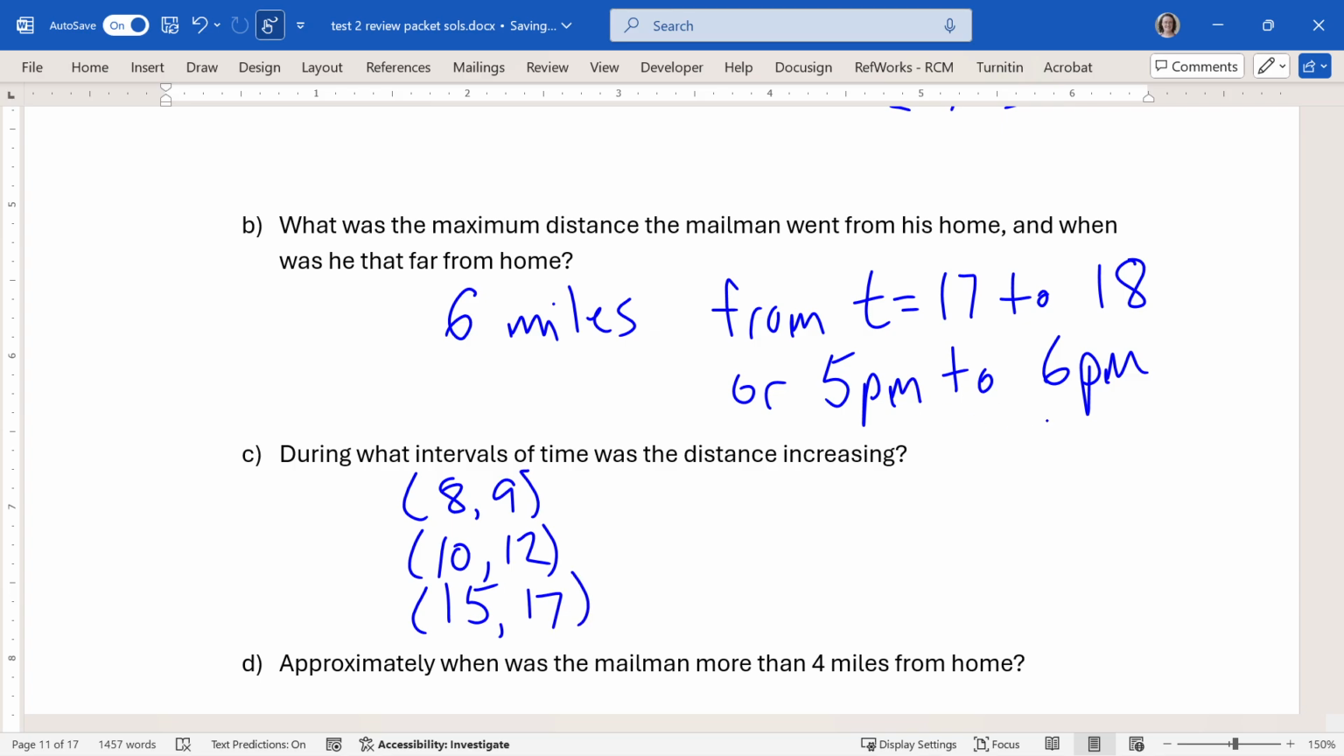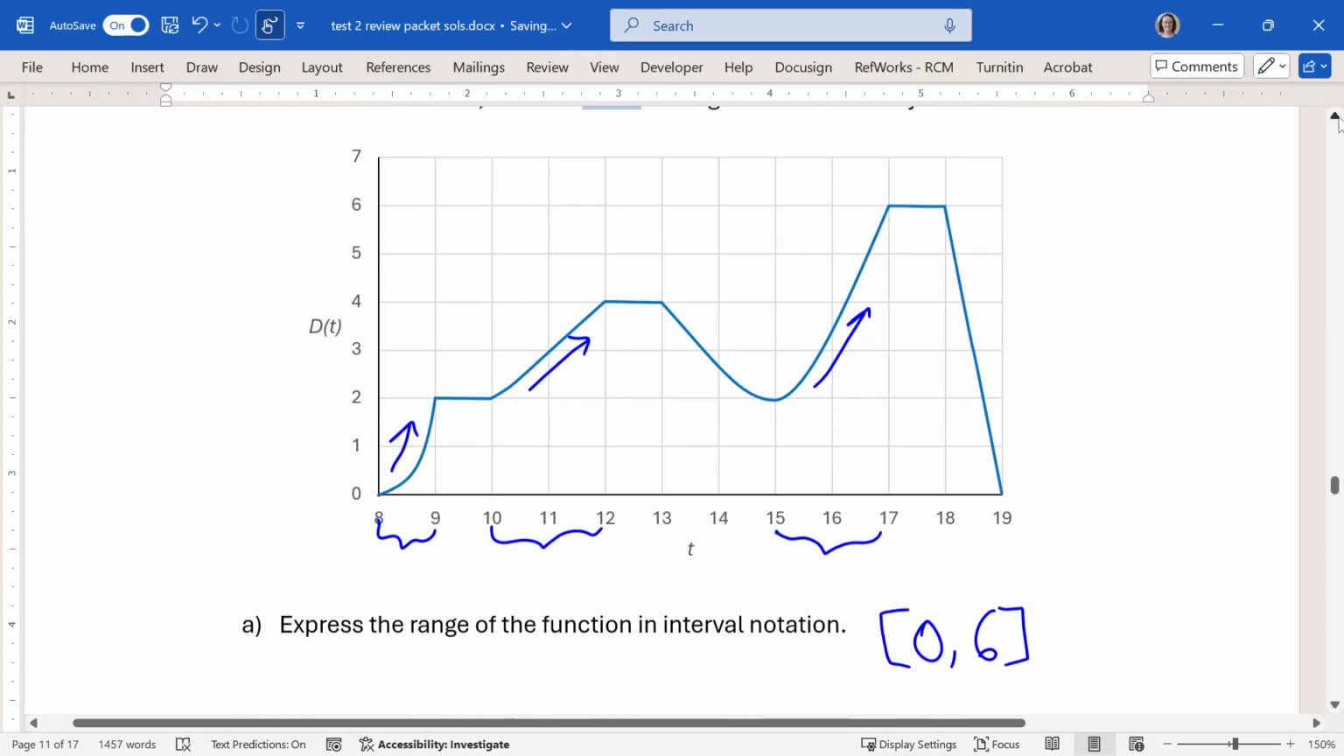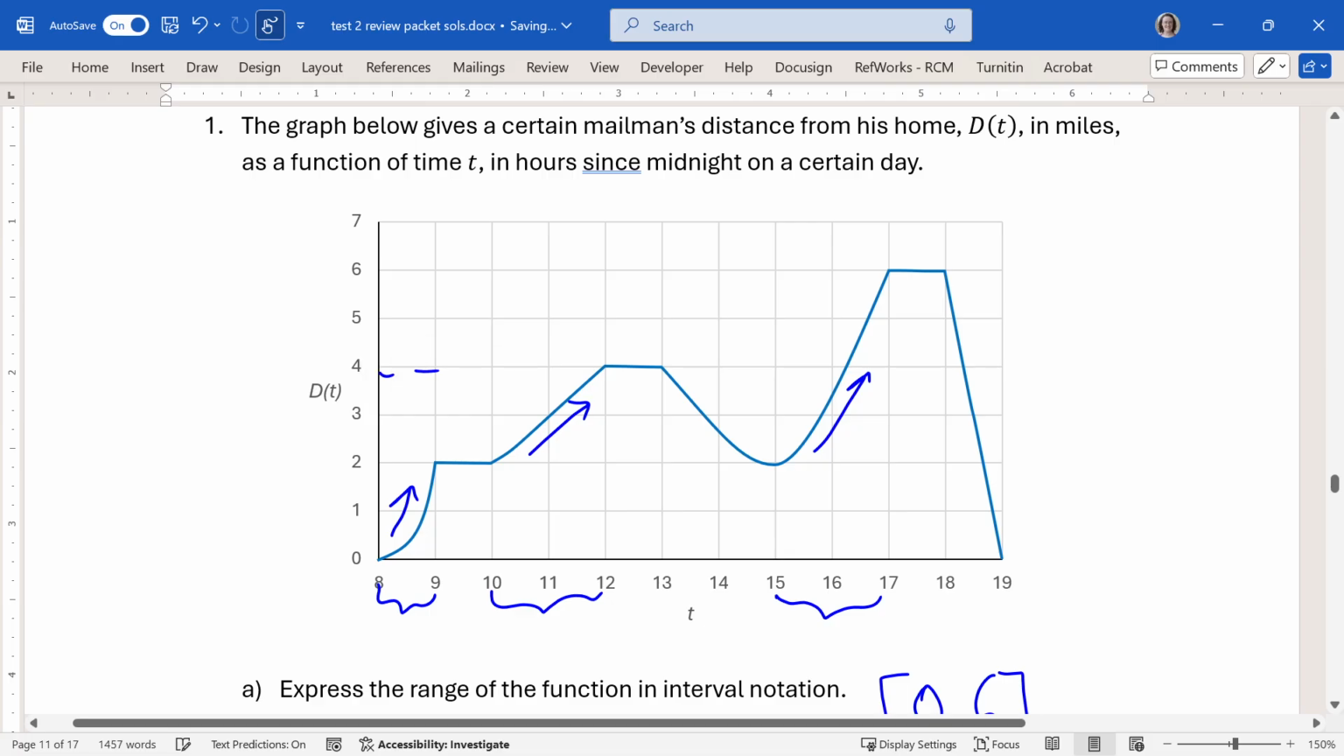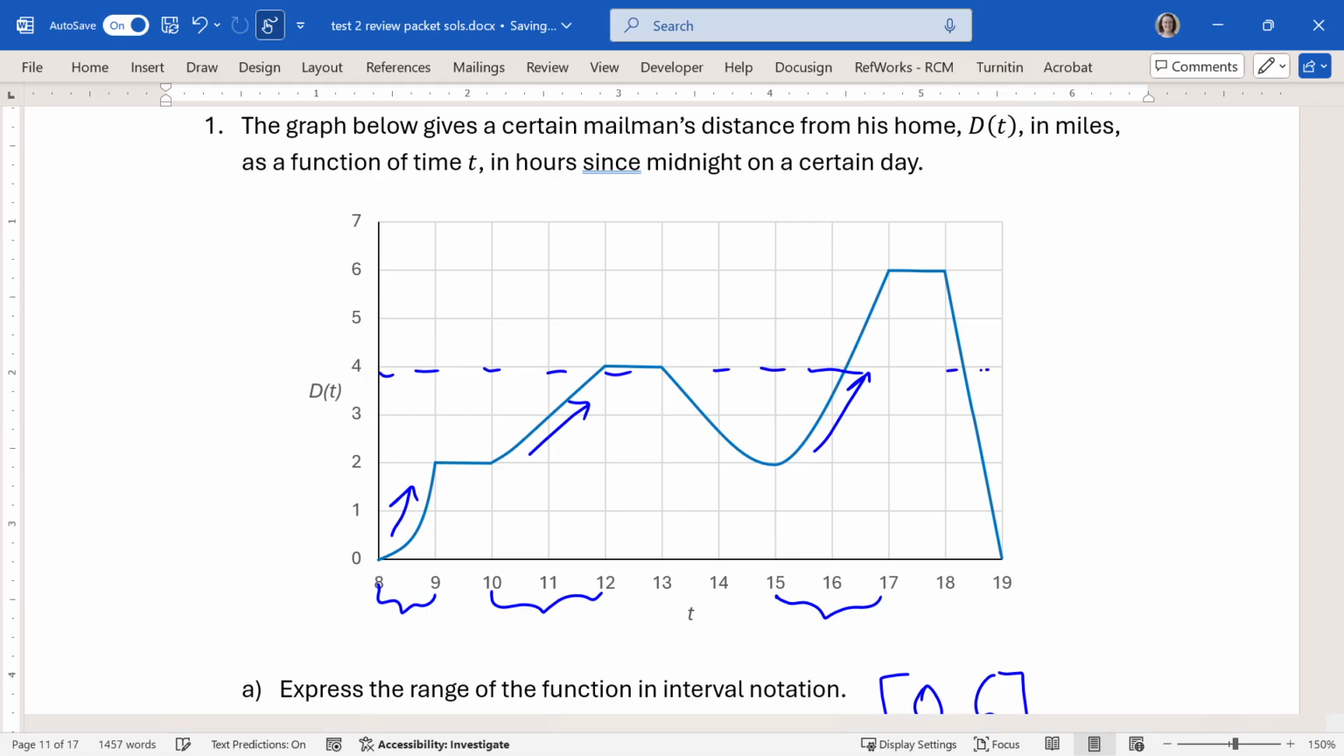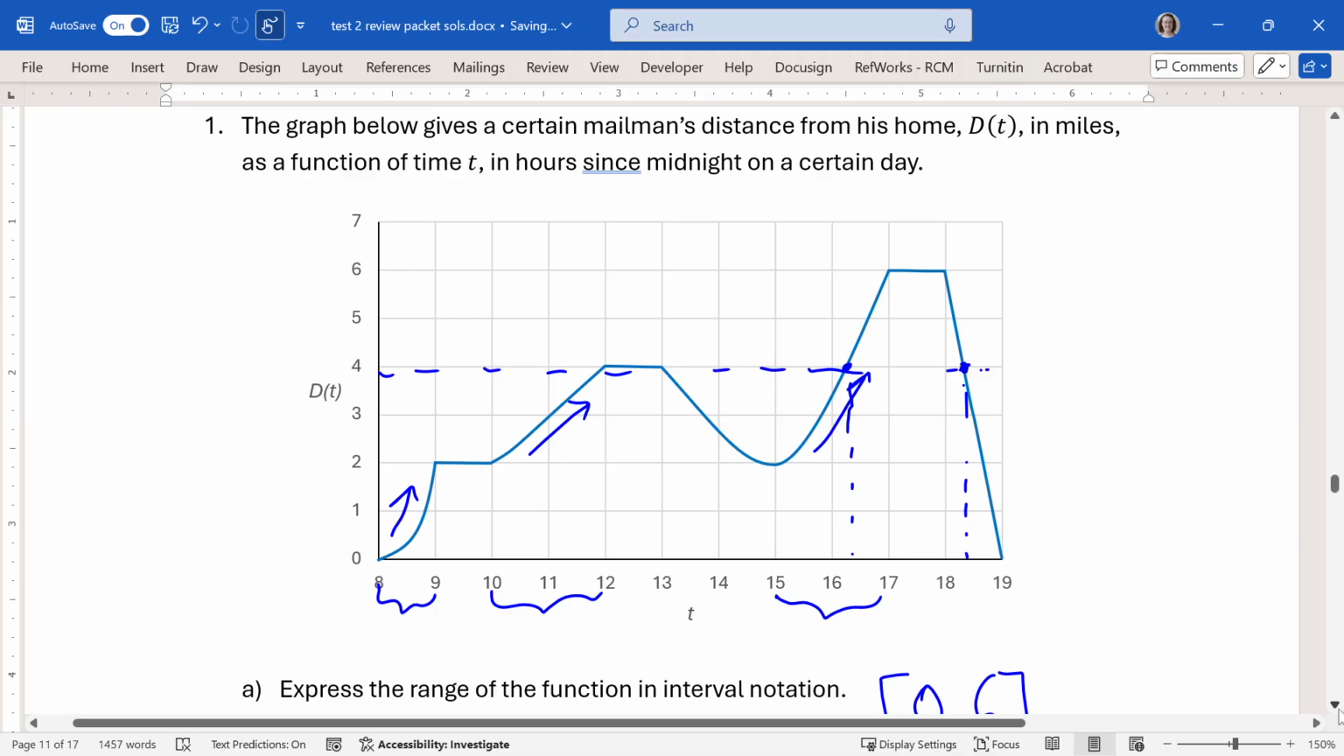Okay, approximately when was the mailman more than 4 miles from home? So more than 4 miles from home. So 4 miles from home, I'm just looking across here and looking at when is the graph above there. So from 12 to 13, he was exactly 4 miles from home, it looks like. So my answer then is going to be the interval over here, like from here to here. And it does say approximately, so I'm just going to try to guesstimate what these t values were here. Looks like about a third of the way. So maybe 16.3 to 18.3 approximately.